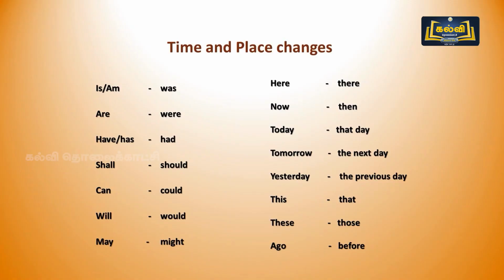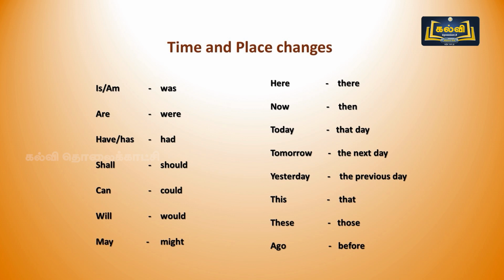See children, when changing into reported speech, you will change the tenses also. If it is present tense, you will change it to past tense. If it is past tense, you will change it to past perfect tense. If it is present continuous, past continuous. When it is given past continuous, you will change it to past perfect continuous. If the sentence is present perfect, you will change it to past perfect. If the sentence is past perfect, it remains past perfect. If it is given present perfect continuous tense, you will change it to past perfect continuous tense.